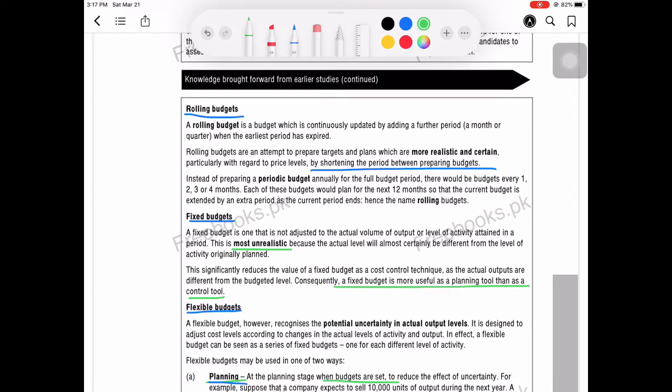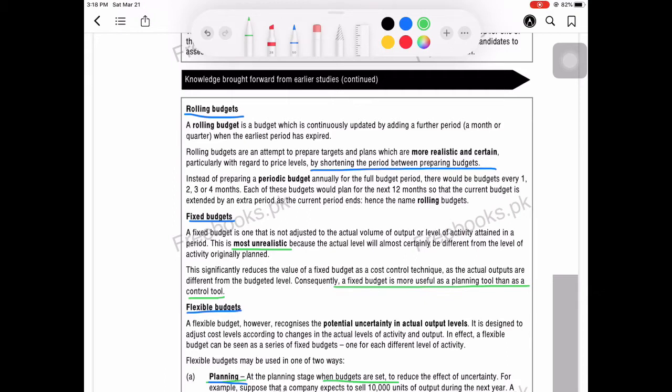So in a short period of time, you can actually have an idea of how it is going to be in the next month or the next quarter, till the time the budget is being prepared. Instead of preparing a periodic budget annually for the full budget period, there would be budgets for every 1, 2, 3 or 4 months. Each of these budgets would plan for the next 12 months, so that the current budget is extended by an extra period as the current period ends, hence the name rolling budget.